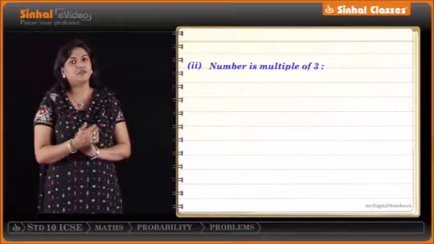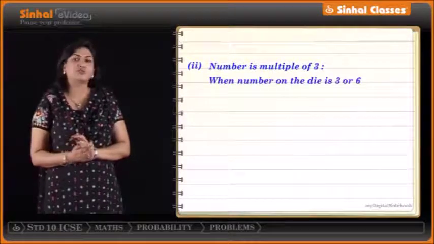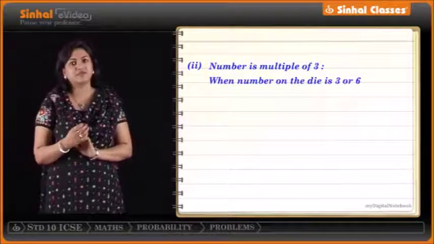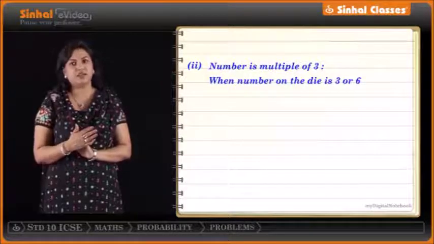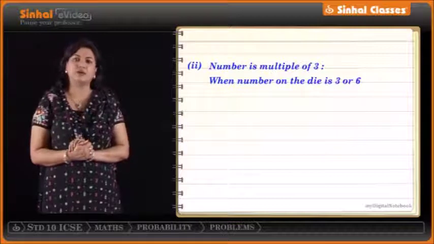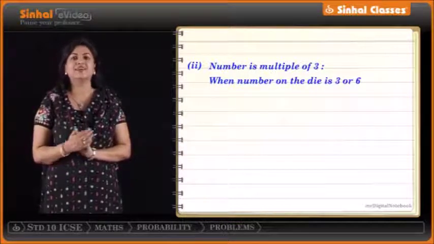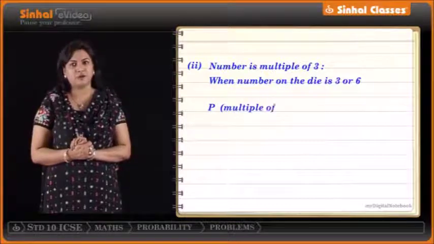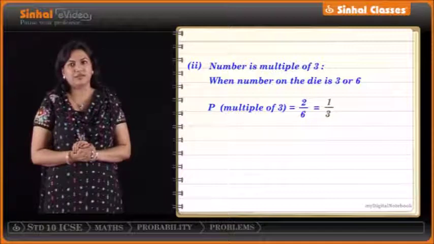Now in the second part, we want to find the probability of getting a multiple of 3. So we have the desired outcomes as 3 or 6 because we need multiples of 3. So that could be either 3 or 6. So there are 2 desired outcomes and the number of possible outcomes is 6. So the required probability would be 2 upon 6, that is 1 upon 3.